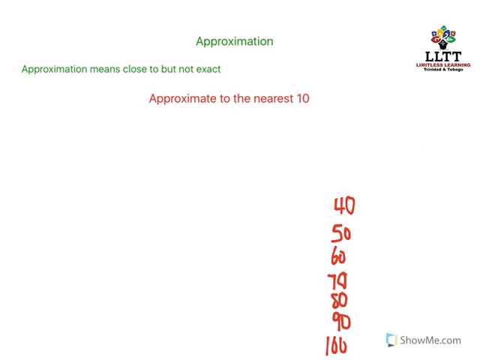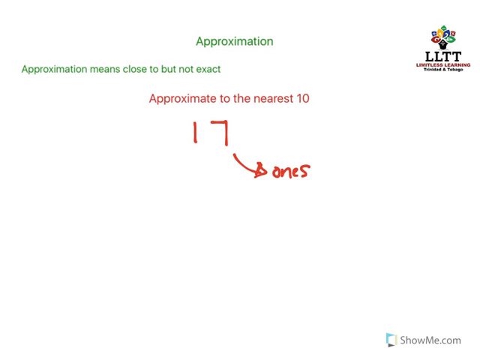Now let's look at our question. We have the number 17. Now we know the number 17 means that we have 7 ones and we have 1 ten. So 7 ones and 1 ten make up our number 17. And what we want to do is approximate 17 to the nearest 10. How are we going to do that? What we're going to do is look at the digit that represents ones. The digit that represents ones in our case is 7.